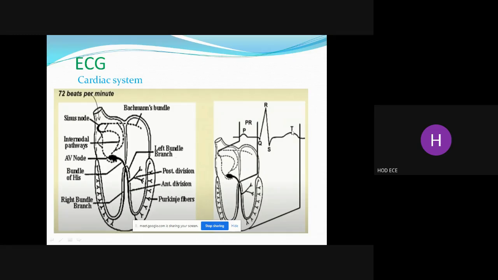So the T corresponds to repolarization. After compression, again they have to be relaxed. After compression of the ventricles, again they are going to get relaxed. That is said to be depolarization. Because of the depolarization, we are going to have the T wave. So the P wave corresponds to compression of the atrium, and R corresponds to the highest peak, the compression of ventricles, and the T wave corresponds to the depolarization of ventricles.